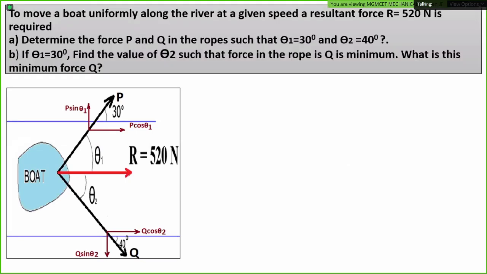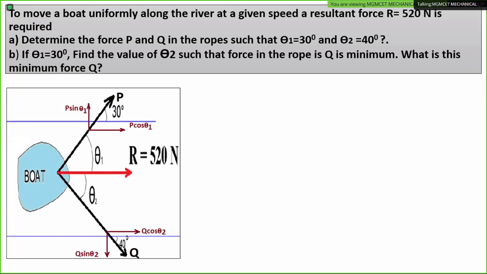To move a boat uniformly along the river at a given speed, a resultant force R equal to 520 Newton is required. So see the diagram clearly. You have to move the boat with a uniform speed in the horizontal direction. For that, how much force is required? 520 Newton force is required, right? So 520 is the resultant given. In this question, what is given? The resultant is given, 520. Whatever may be the number of forces, how many forces are you applying? 4 people pulling the boat, 2 people pulling, 5 people pulling, 5 different forces or 2 forces or 3 forces, but its resultant has to be 520 Newton.